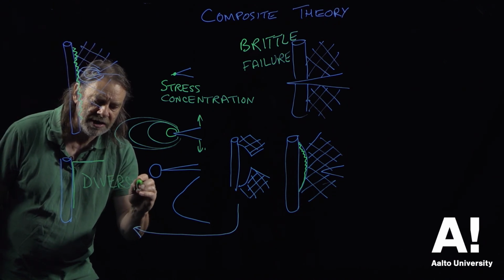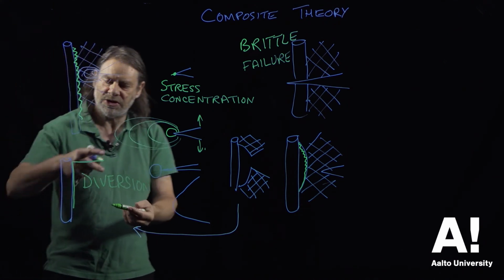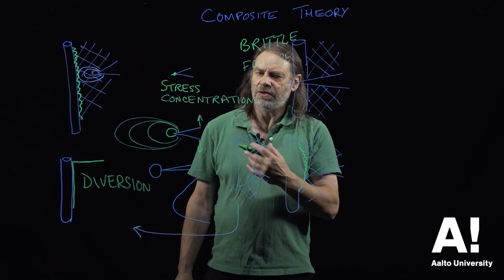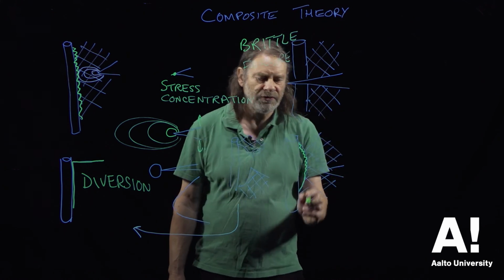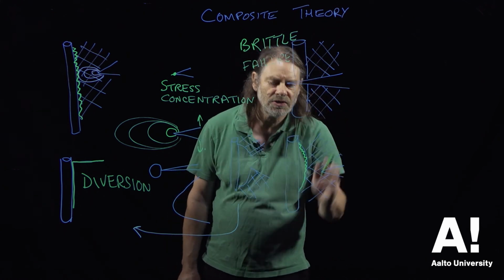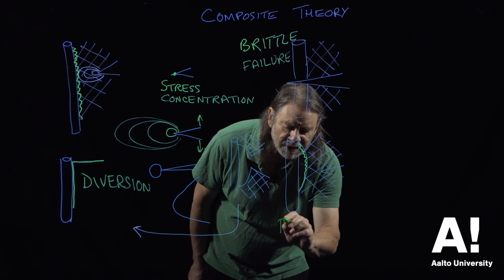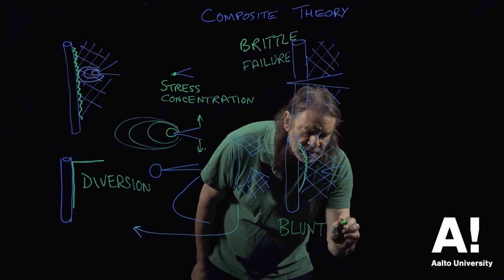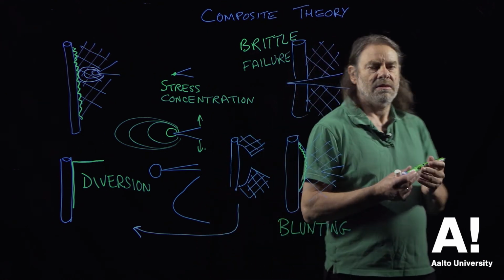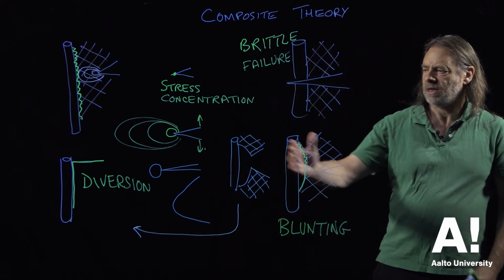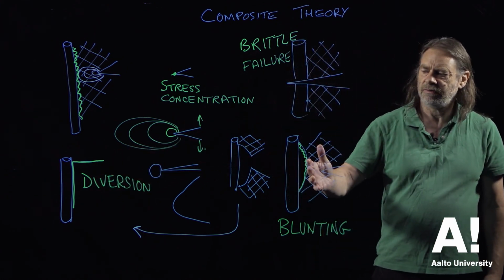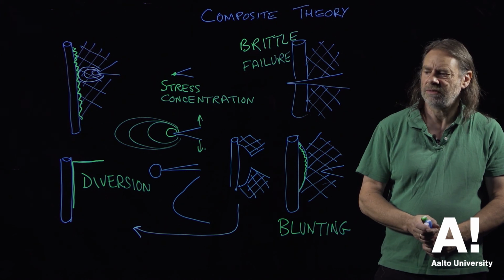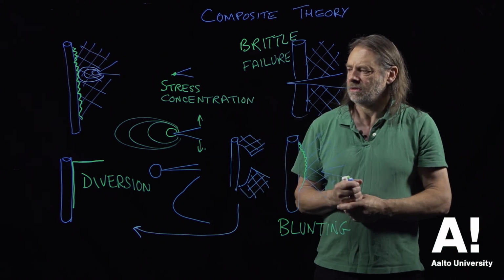Again, we're creating new surface, which takes energy, which slows down the motion of the crack through the material. This is brittle failure: the crack just goes straight through the reinforcement, and here we're blunting the crack tip. So these mechanisms give you a tough material, and I will, in the next set of slides, show you the consequences.